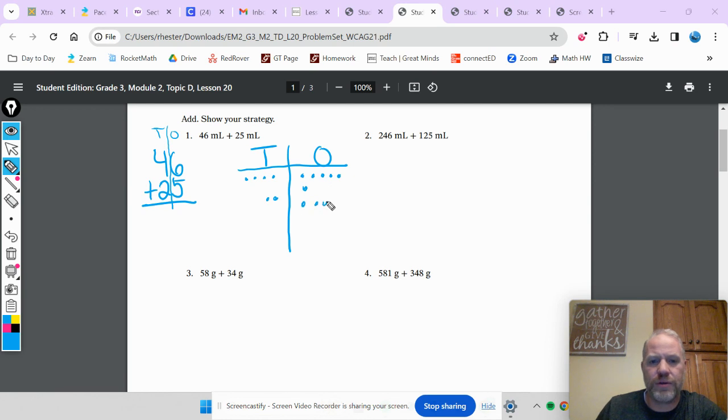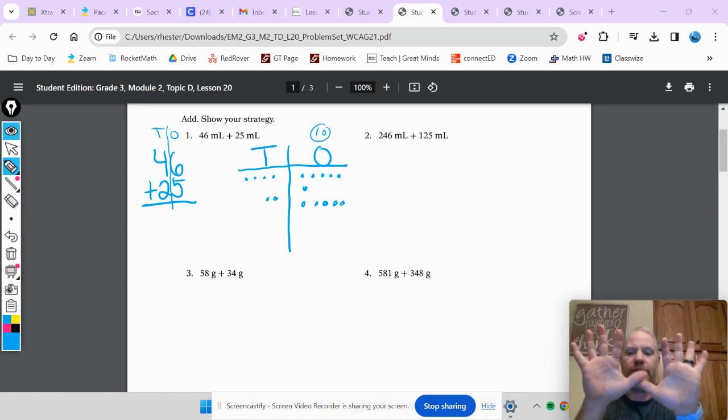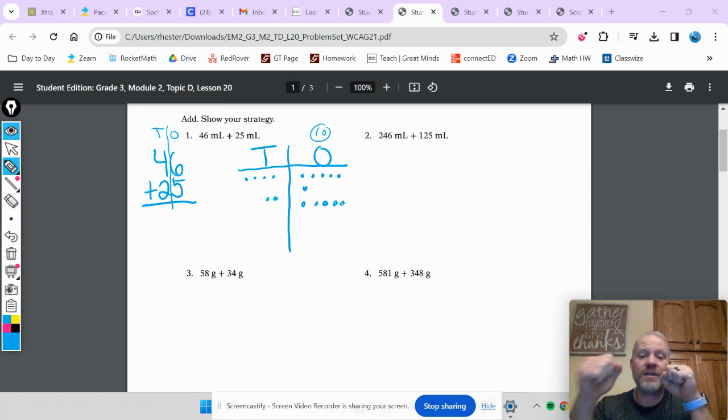1, 2, 3, 4, 5. So here I have more than I can handle in this one box. Remember, the most you can have is 10 in each. We know this because we've been counting by our hands. So we say, okay, count by your ones: 1, 2, 3, 4, 5, 6, 7, 8, 9, 10.